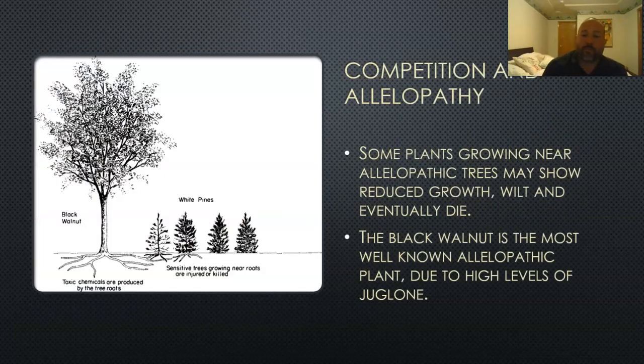Competition and allelopathy. Competition we've talked about before, the idea of shade tolerant trees and shade intolerant trees, and how intolerant trees want to grow quickly and get to the sun first, and then tolerant trees are willing to hang out in the shade of the other tree. Because it's usually a faster growing tree but doesn't live as long, once that tree disappears, the tolerant trees are going to come up and take the spot. So we're good with the idea of competition.